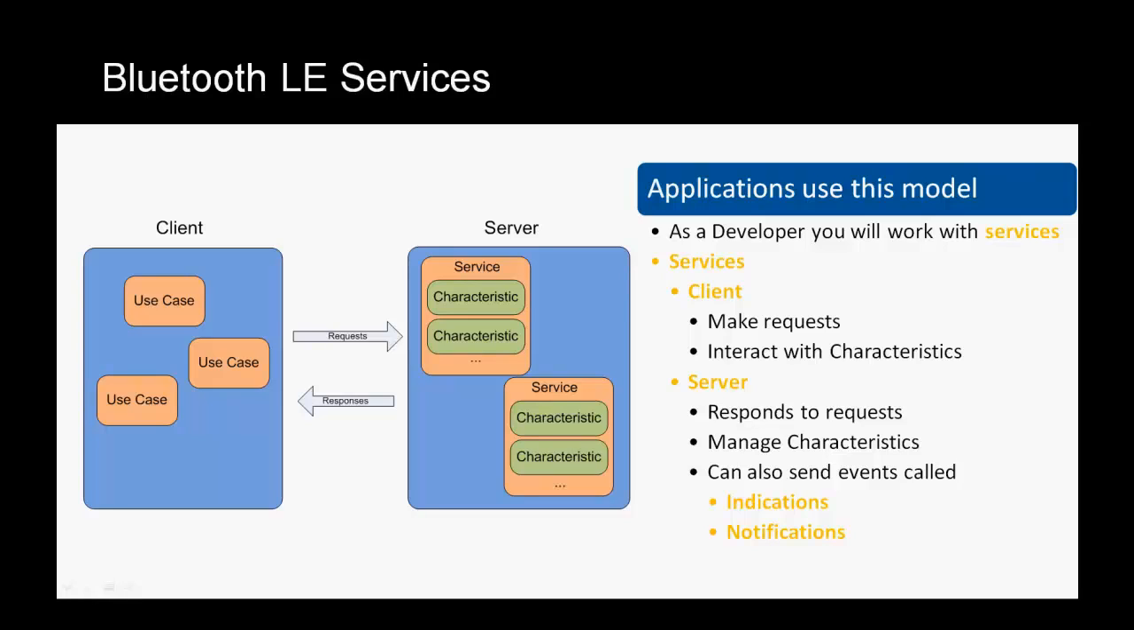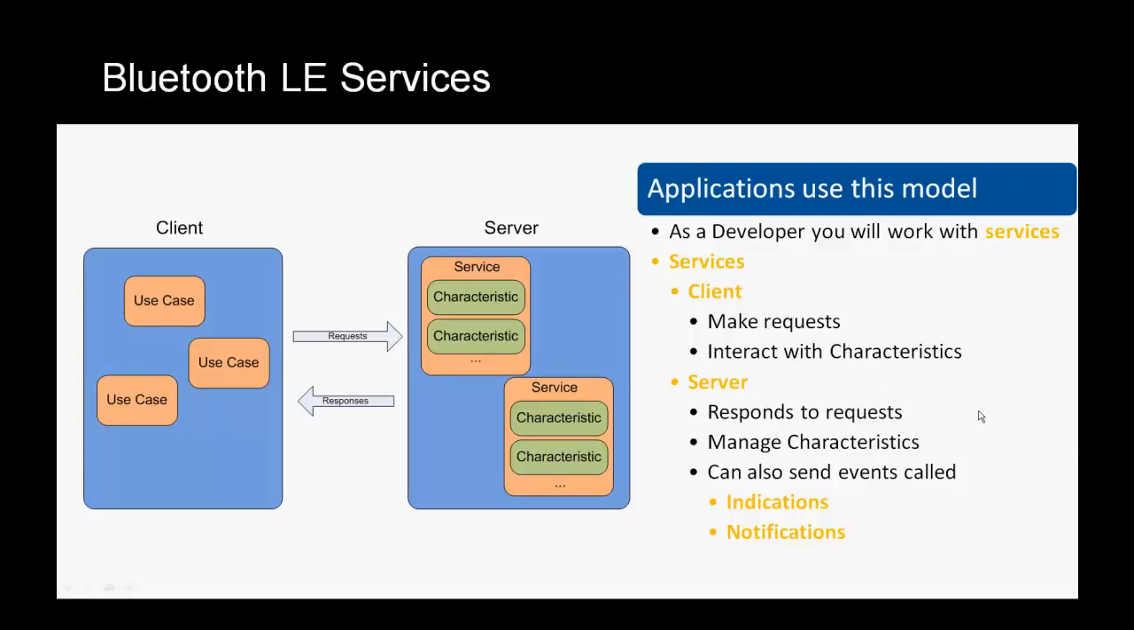Clients interrogate these services and read or write their values. Clients are typically devices like mobile phones, such as a BlackBerry 10 device. Servers, as well as responding to requests for data from clients, can also emit events called notifications and indications. The difference is that indications require an acknowledgement from the client, while notifications don't.